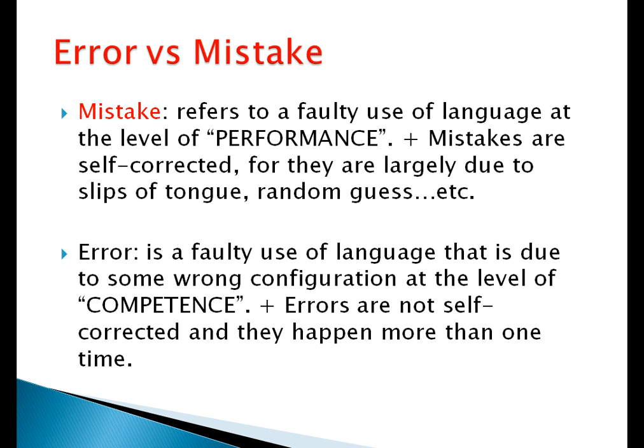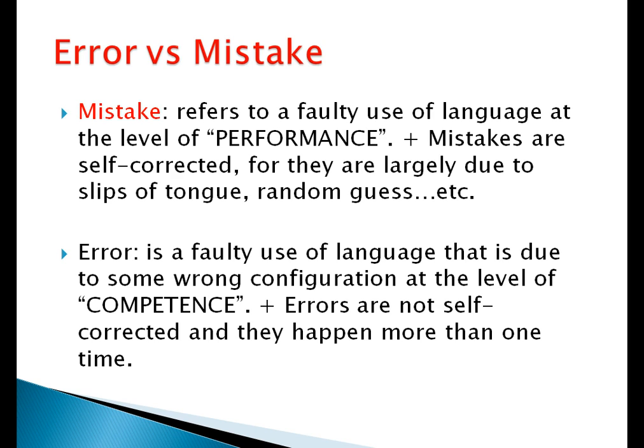It's just due to a slip of the tongue, a random guess, or anything like this. Basically, I am aware of the mistake, I know it. Whereas an error is a faulty use of language that is due to some wrong configuration at the level of competence. Here we have an issue because it is at the level of competence. That is to say, the learner is not aware of this kind of mistake. For him, this error, not mistake, this error is correct. He does not know it.